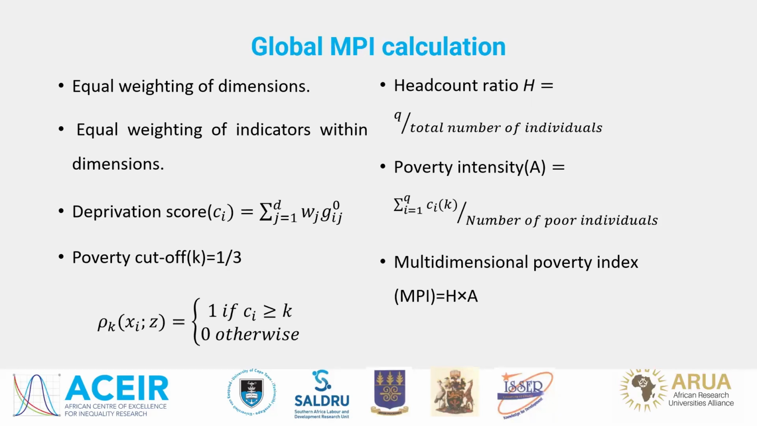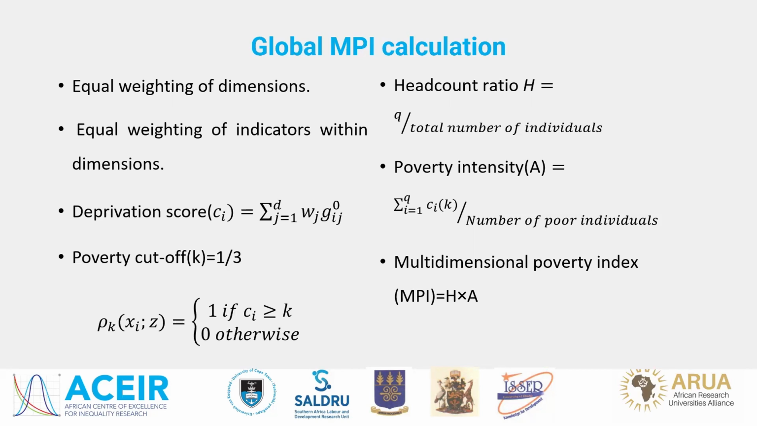Then one of the inclusions in the multidimensional poverty index is the poverty intensity. So you are not just interested in who is poor, you also want to know, for the ones who are poor, how poor are they? That's why we have the poverty intensity, which is basically a summation of the deprivations of the poor divided by the number of poor individuals. When you multiply the two, you get the multidimensional poverty index.